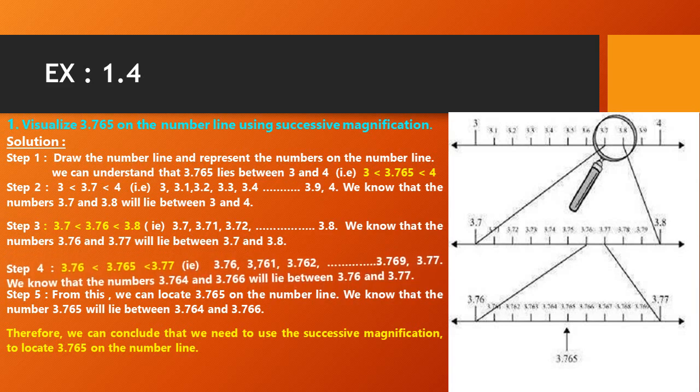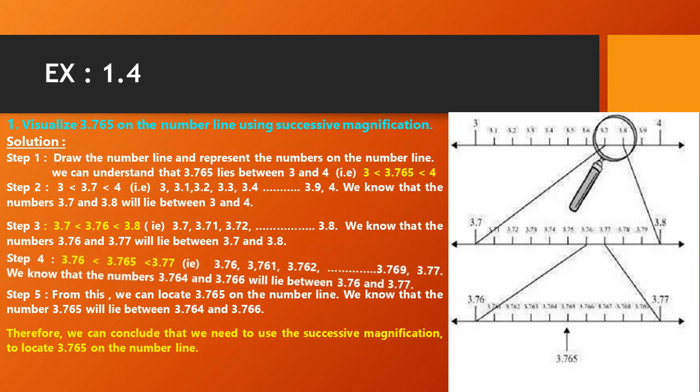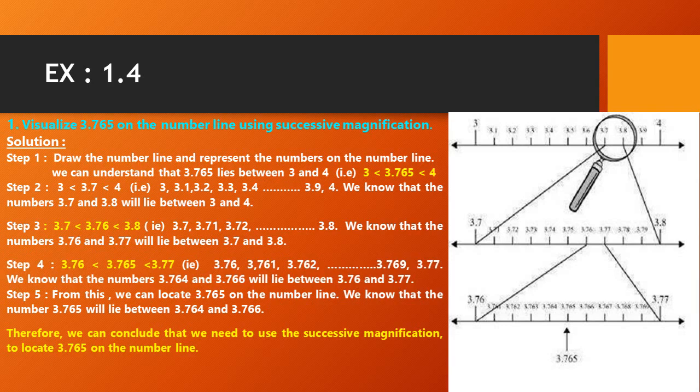Step 4. If you observe after the decimal point 3.76, we have to focus the portion between 3.76 and 3.77. So let's divide the portion into 10 equal parts, that is 3.76, 3.761, 3.762, etc., up to 3.77. From this, we know that the numbers 3.764 and 3.766 will lie between 3.76 and 3.77. Step 5. From this, we can locate 3.765 on the number line.